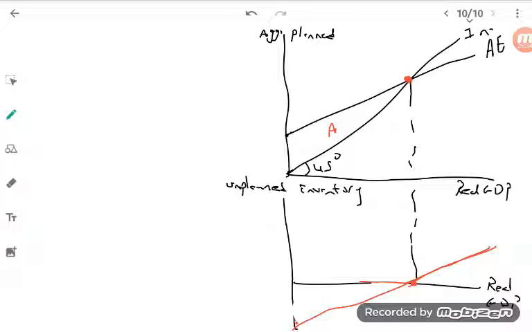Okay, this is unplanned inventory. So the equilibrium expenditure is at this point. This is the equilibrium point, as aggregate expenditure, or aggregate planned expenditure, is equivalent to income.